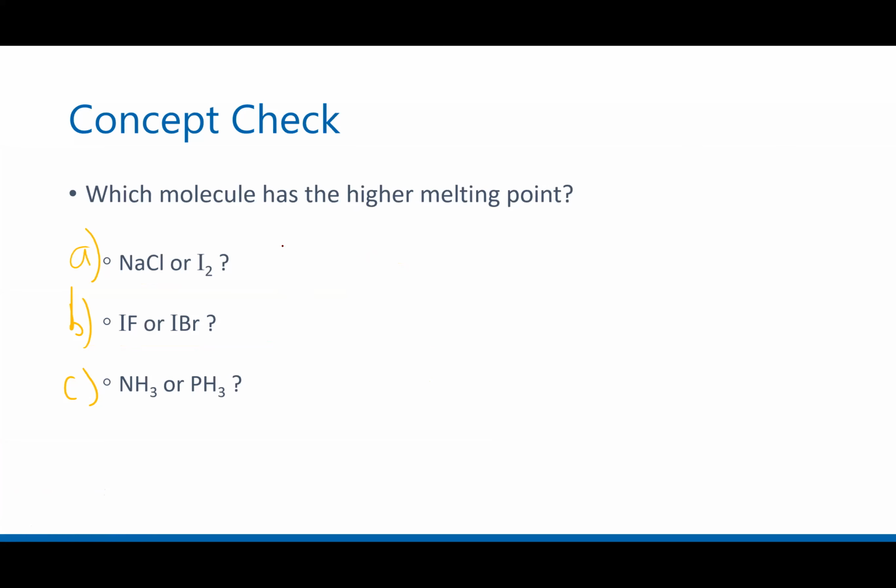But okay, look at A. Sodium, that's a metal, sodium chloride or iodine. The minute you see an ionic compound, don't even think about London dispersion. Don't think about electrons or dipole. Don't worry. This wins. It wins because NaCl is ionic.